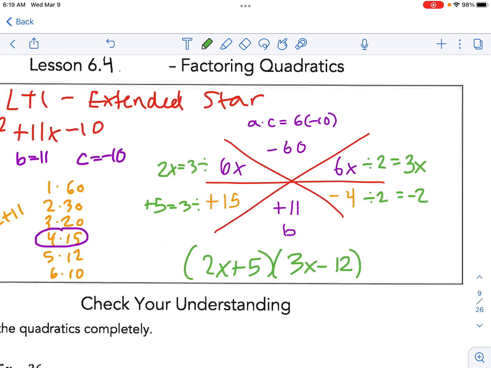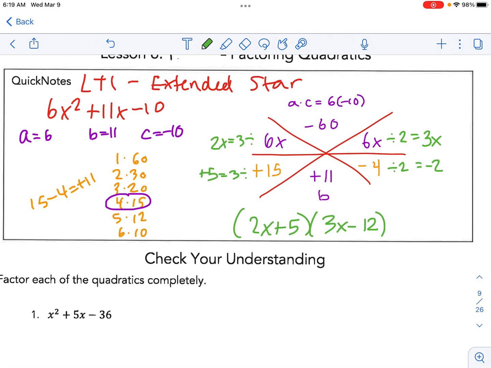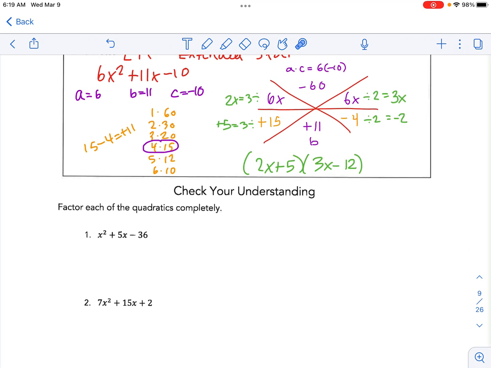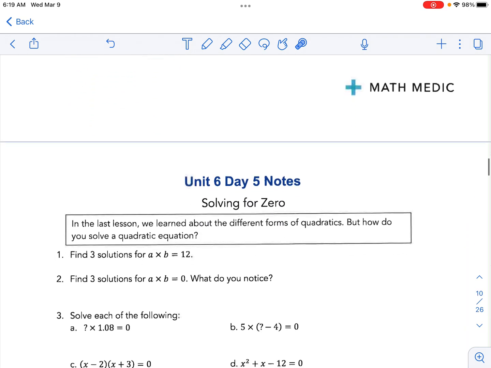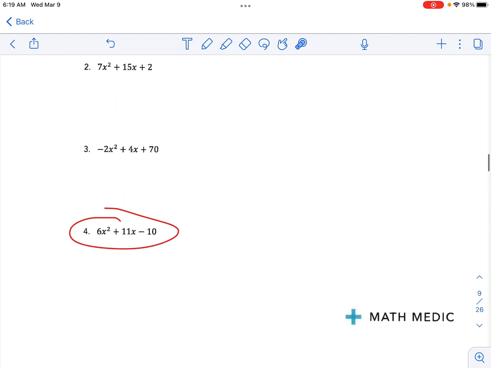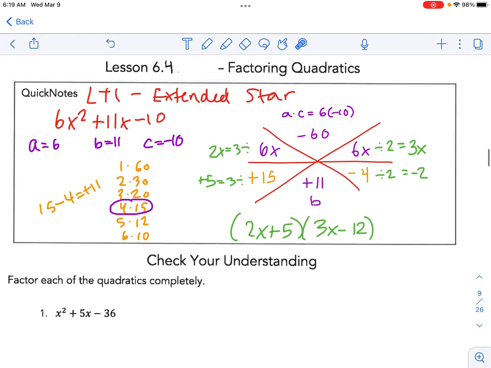So there's your extended star learning target. Don't fall into the pitfalls that I fell into, right? Make sure you do your A times C and your B here, so you set up your star correctly. If you want to do the check your understanding, you can. If you feel like you can jump right into the homework for 6-4, that's fine too.